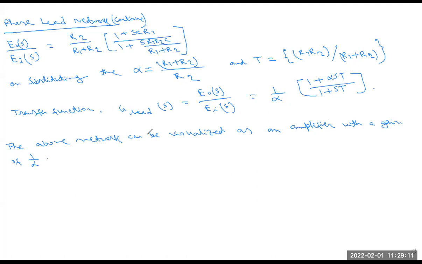Okay, so this is basically the complete transfer function of the phase lead network circuit. That is G lead, for the lead network circuit of the system. It is equal to the transfer function ratio, output to input of the system, that is E0(s) by Ei(s). From the above equations we have calculated this: 1 by alpha into (1 plus alpha ST) divided by (1 plus ST). This 1 by alpha is visualized as the amplifier gain of the lead network circuit.